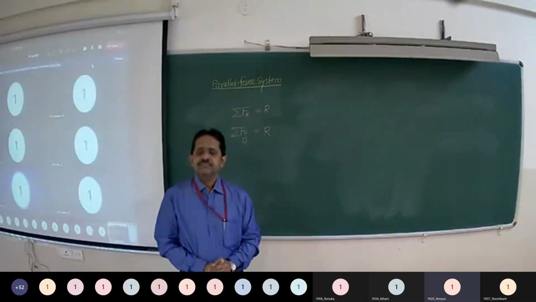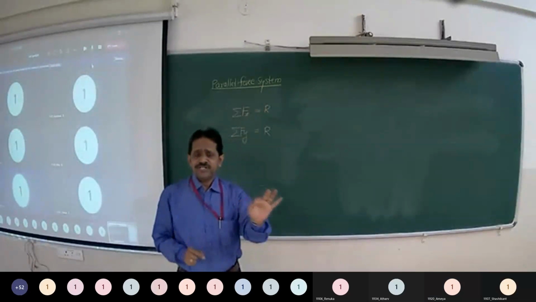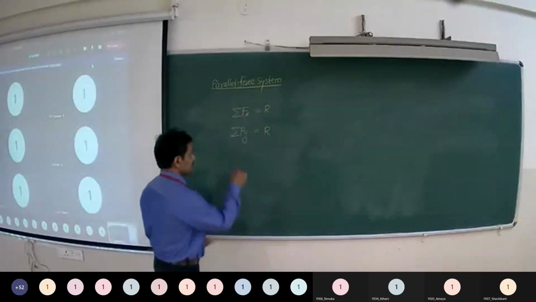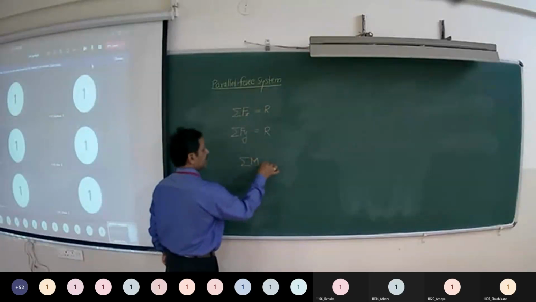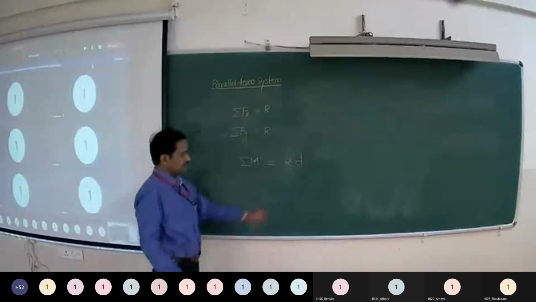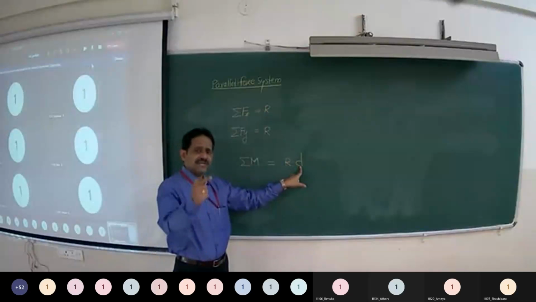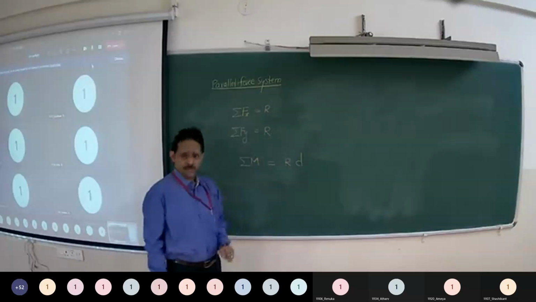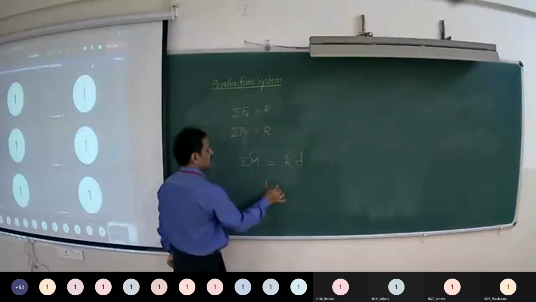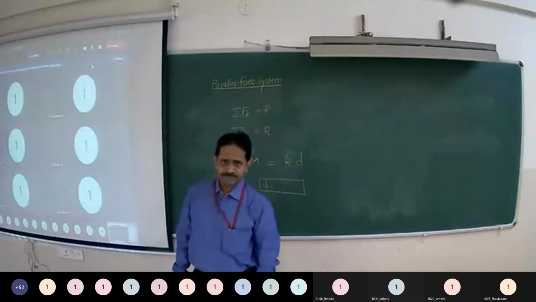Varignon's theorem. By using Varignon's theorem, you can select any point of your convenience and take the algebraic sum of the moments of all those forces about that point. That must be equal to the moment of the resultant, that is R into D. R is the magnitude of the resultant, and D is the perpendicular distance from the line of action of the resultant to the point. So by knowing this summation M and R, you can locate the position of the resultant for a parallel force system.